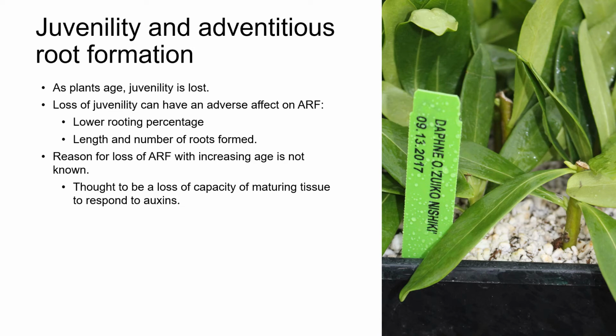The reason for the loss of adventitious root formation with increasing age isn't known, but it's thought to be a loss of the ability of maturing tissue to respond to auxins. So, what as propagators can we do to overcome the problems of the loss of juvenility?